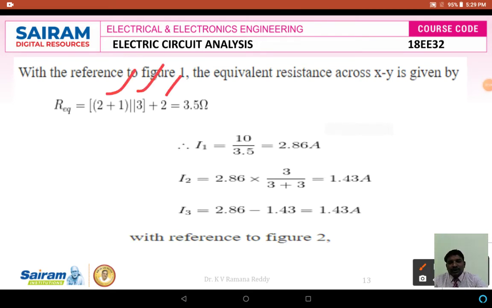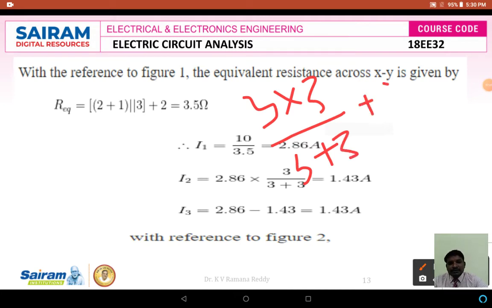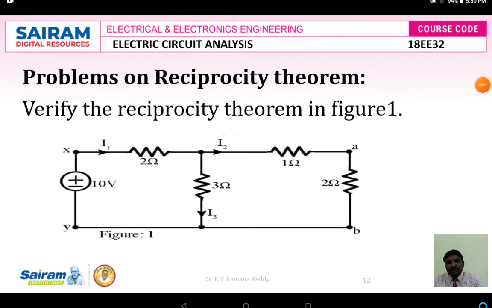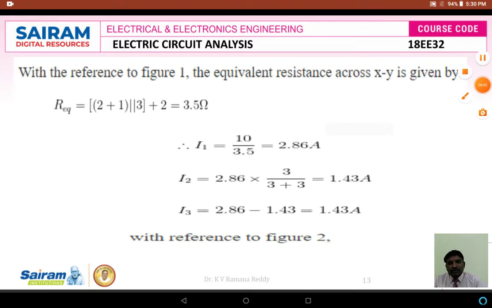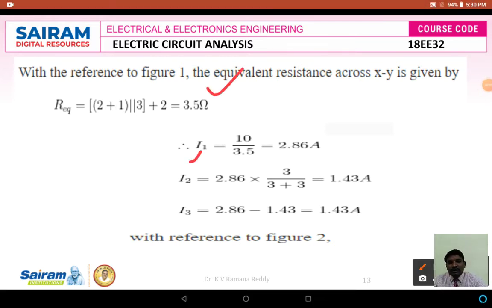If you solve this one, 3 in parallel with 3 means 3 into 3 divided by 3 plus 3, plus 2. That is 9 by 6 plus 2, which becomes 3.5 ohms. That is the R equivalent value. Now find out I1. I1 is equal to V by R equivalent. V is 10, divided by 3.5, which becomes 2.86 amperes.